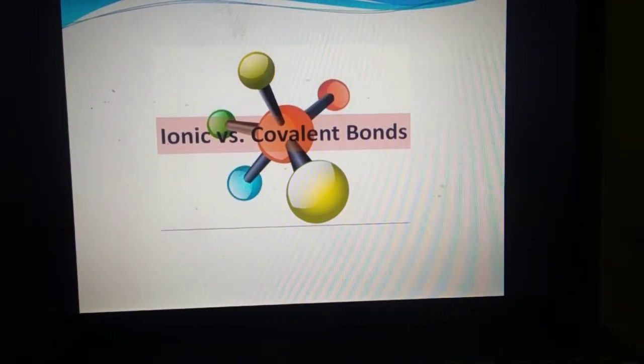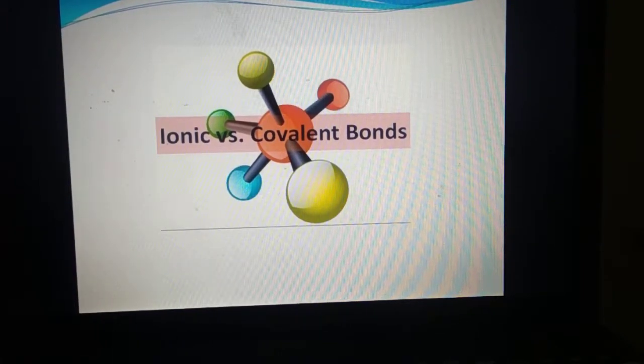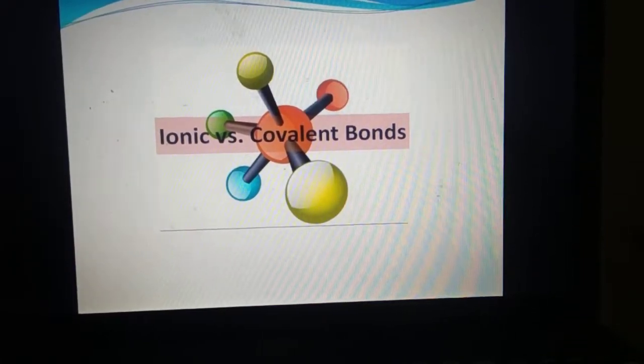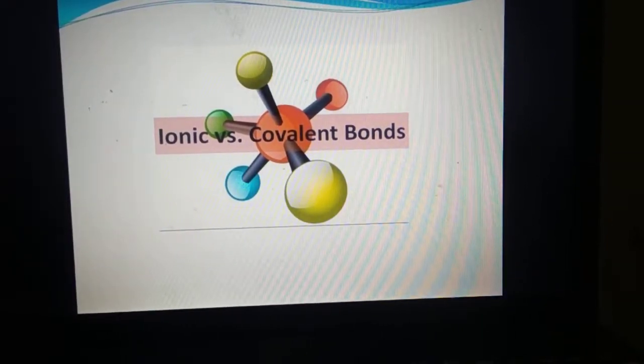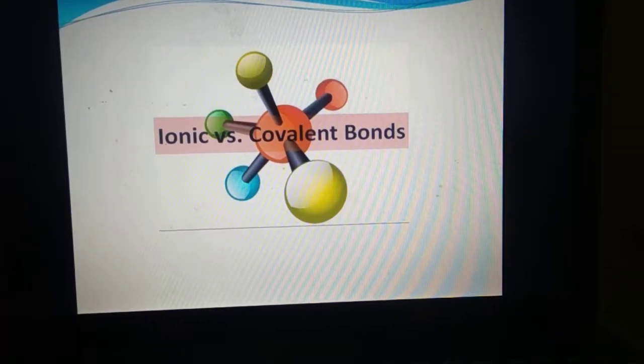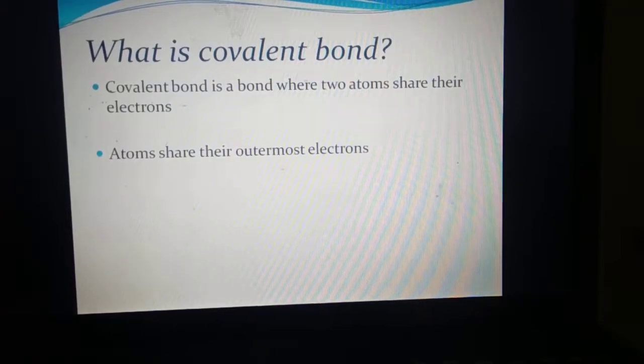There are many kinds of bonds that hold molecules and atoms together. The two most simple types of bonds are ionic and covalent bonds. So in this short video we will distinguish the basic difference of ionic and covalent bonds. Firstly, let's take covalent bond.